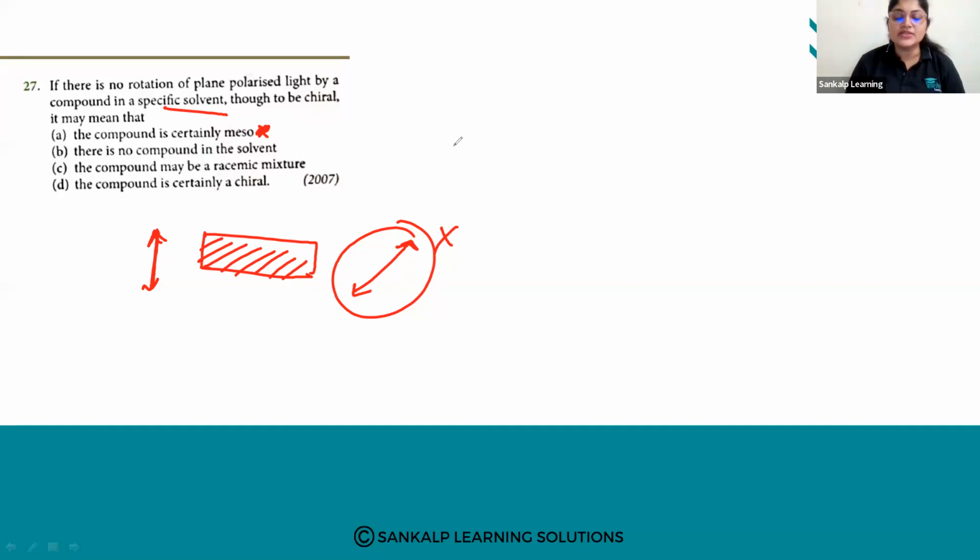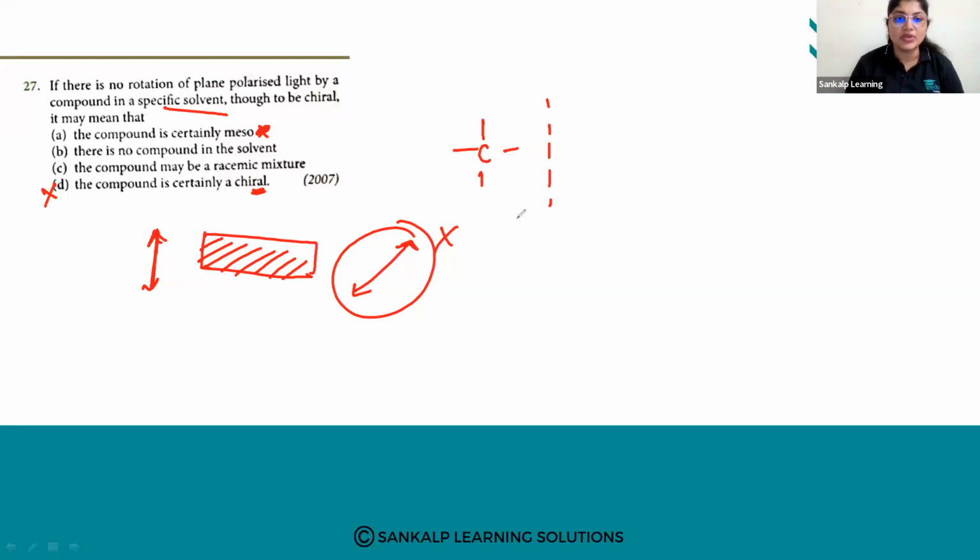So what does chiral center mean? A chiral center will be optically active. It will have four different groups. Four different groups means that if you put a mirror, the mirror image will not be superimposable. So they will be optically active, not inactive, so this option is wrong. Next, the compound may be a racemic mixture. Racemic mixture means they will have D and L forms.